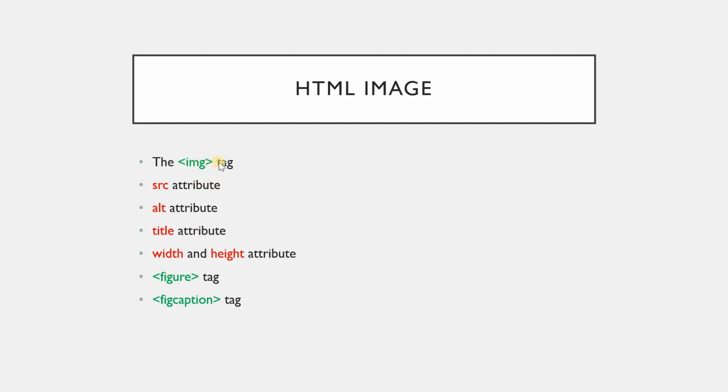Number one is the image tag, of course, and then we have source attribute, alt attribute, title attribute, width and height attribute. Then we have two more tags. These are figure tag and figcaption tag. These tags are used to add captions on the images.